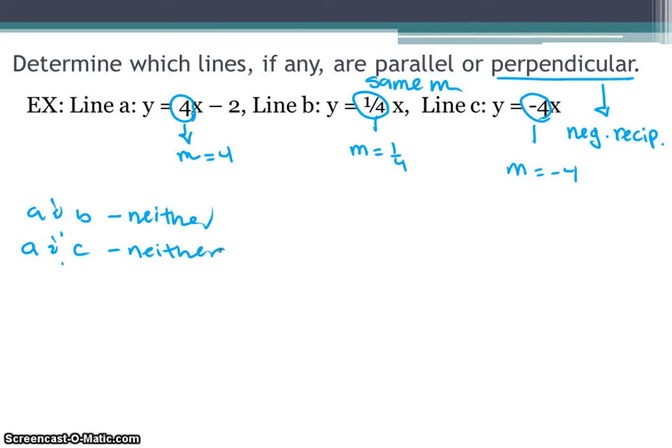But are any of them parallel? None of them are parallel because none of them are the exact same number. I think A and C are close, but not quite, because one's positive and one's negative.